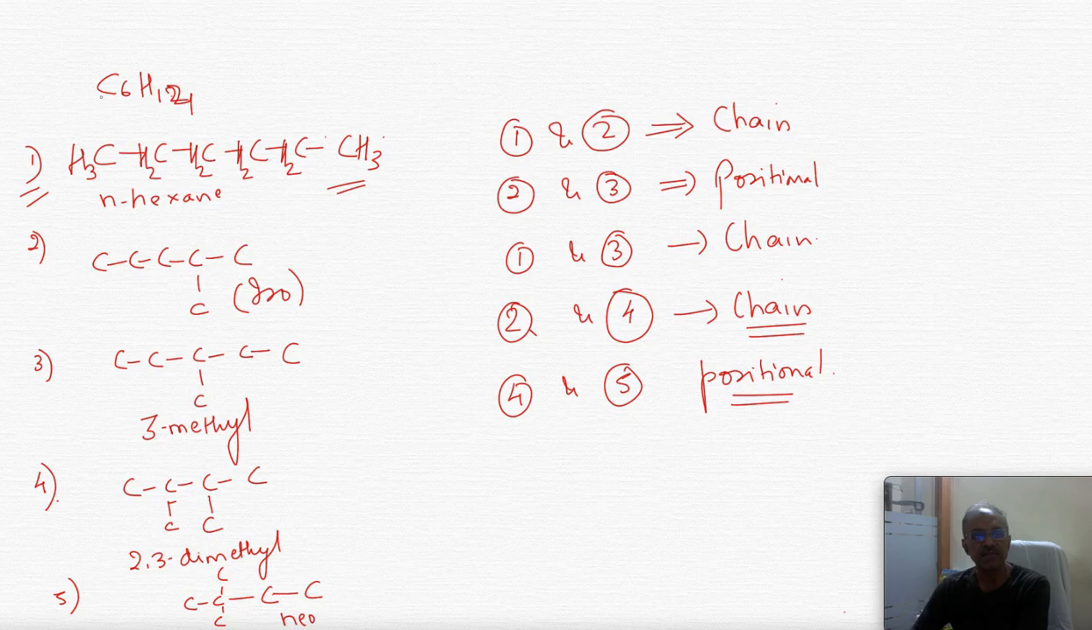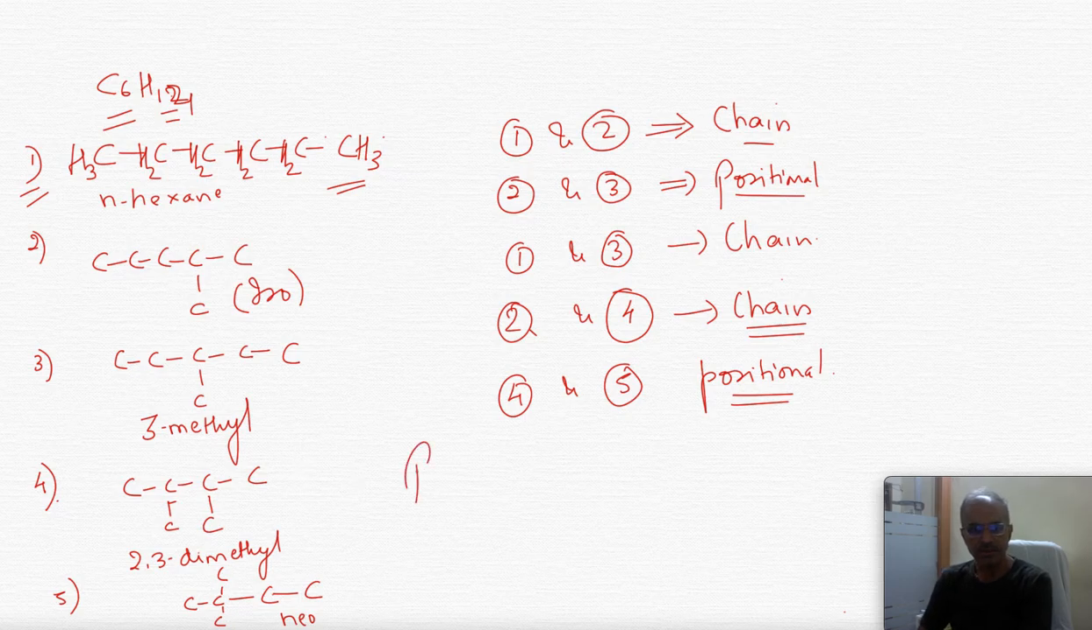So the same compound C6H14 shows so many isomers, both chain isomerism and positional isomerism. So whenever you get such a compound in which it shows more than one type of isomerism, then what happens at that time?